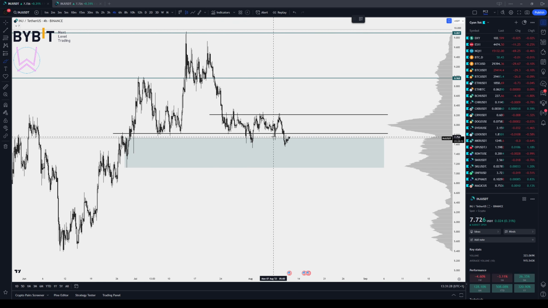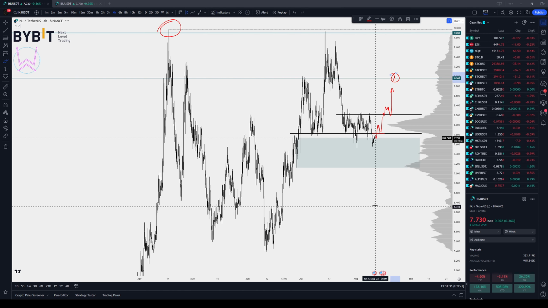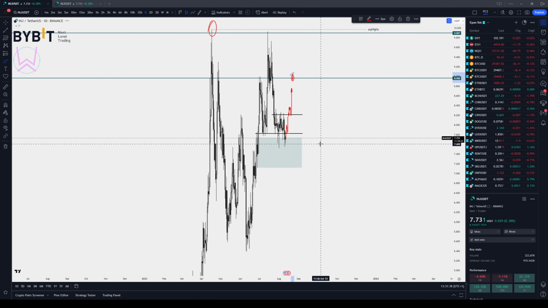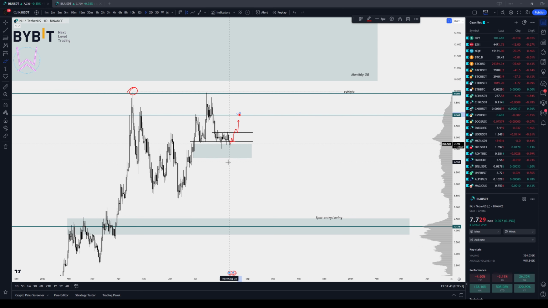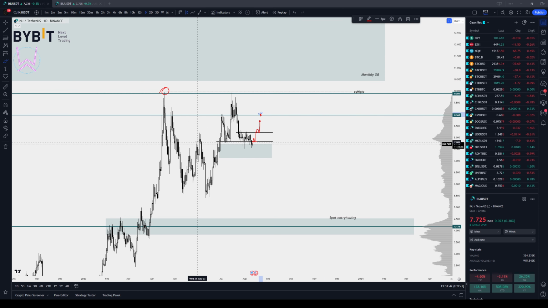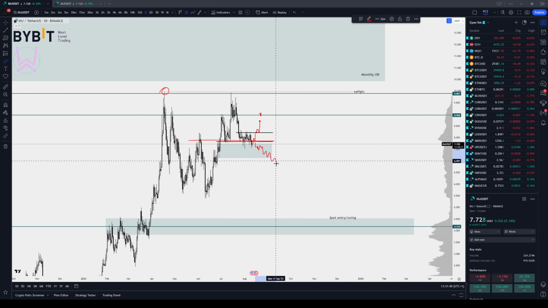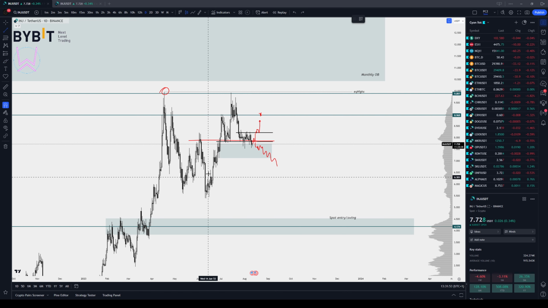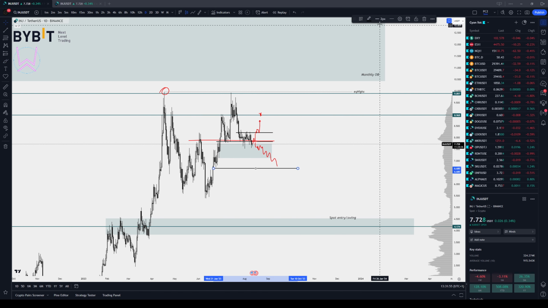High time frame and low time frame plays: looking for a long on the reclaim here to target the range highs. Then for continuation, flip above there, we can look to target $9. Shorts-wise, not too interested in shorts at the moment. Maybe if we do start to see true acceptance below this area here, look for continuation lower, likely down towards this daily fair value gap below here.